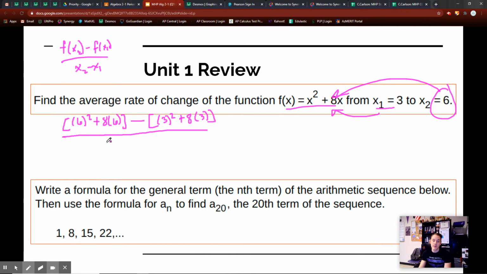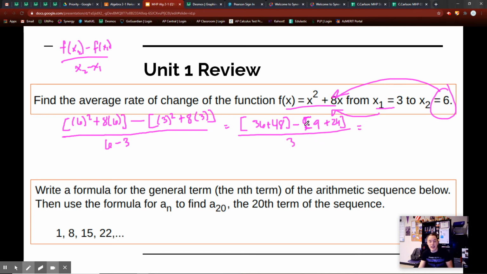And then all over 6 minus 3. Okay, 6 squared, so let's start simplifying, is 36, plus 48. That's 3 squared, which is 9, and then plus 24. And this will be all over 3.